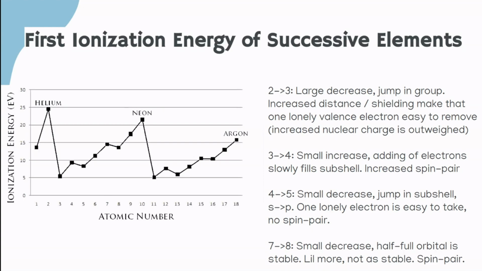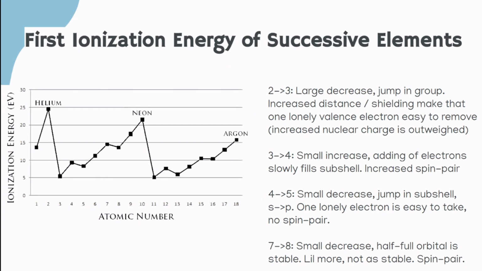Then from the atomic number 3 to 4, we see a small increase in ionization energy, meaning it's taking more energy to remove the next electron. This is because we have a full shell that forms. And in this case, it is the S subshell that is being filled. Though we're not seeing a super big jump because we're not jumping in periods, and also there is some spin pair repulsion, so that balances it out a little bit. Then from the atomic numbers 4 to 5, we have just a very small decrease. This is because we're jumping to the next subshell from S to P. We have 1 electron by itself.